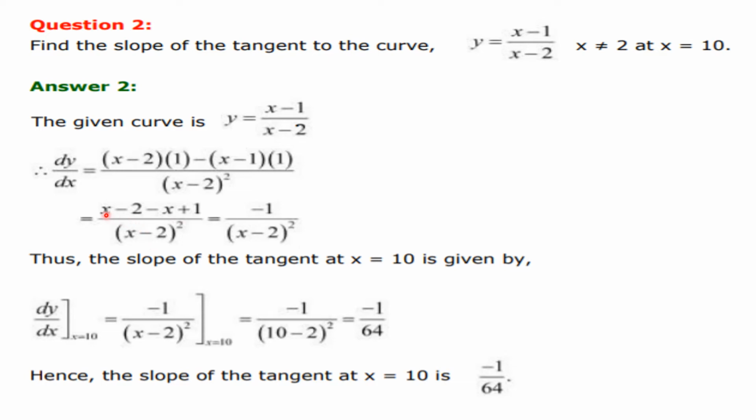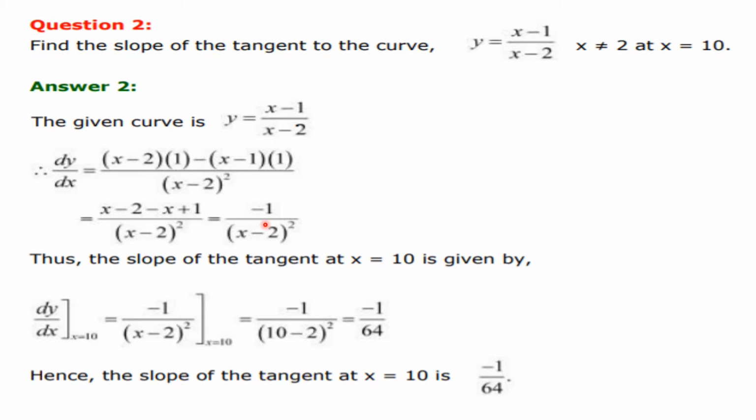Right. Here plus x minus x gets cancelled in the numerator. Minus 2 plus 1 will be left. What is the value of minus 2 plus 1? Minus 1. Understood the numerator, my children? Right. Whole divided by x minus 2 whole square. Understood this step, my children? This is nothing but the value of dy by dx. We got the derivative of the given function.